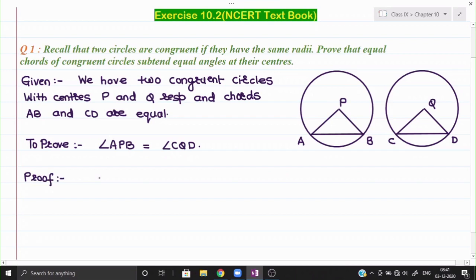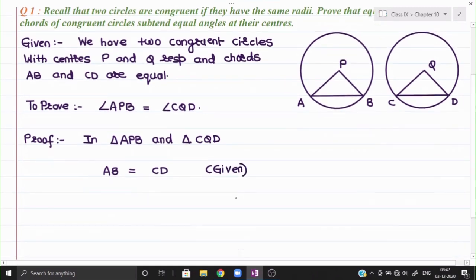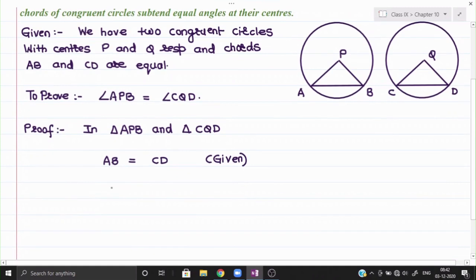In the proof, first I am taking triangle APB and triangle CQD. In these two triangles, the parts that are given equal are AB and CD, that is with the help of the given. Second, I can say AP and CQ are equal and PB and DQ are equal.